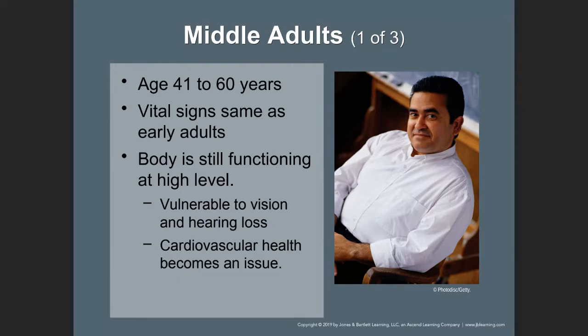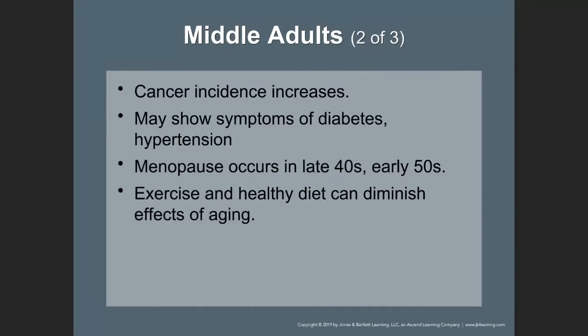The cardiovascular health becomes an issue. Middle adults: cancer incidence increases, so they are at risk for cancers developing. They may show symptoms of diabetes or hypertension. Menopause will occur in the females, and it occurs in the late 40s or early 50s. Exercise and a healthy diet can diminish the effects of aging.